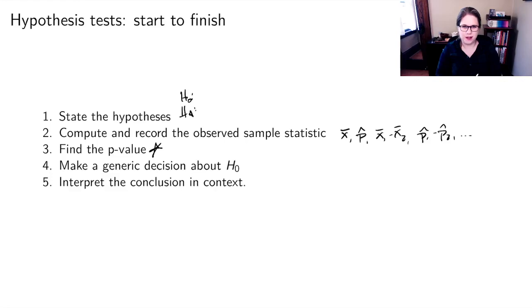Then you're going to find the p-value, and this step is hard and important. So finding the p-value actually means a lot more than just one step. If you're going to use randomization, that means you need to mix up the values of one of the variables, compute and record the randomization statistic, repeat that process 1,000 times, look at your sample statistic in the context of the distribution, and then see what proportion is as extreme or more extreme. So there's actually a lot hidden in there. But once you've found the p-value, then you're going to make a generic decision, and you're going to interpret the conclusion in context. So that's the big picture with hypothesis tests.